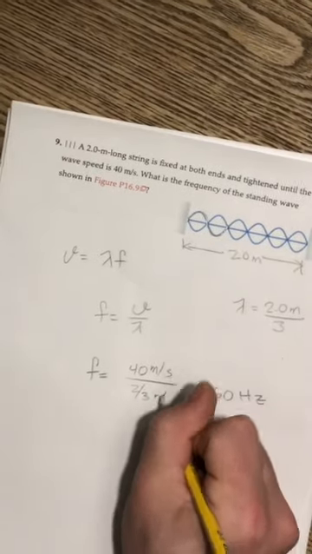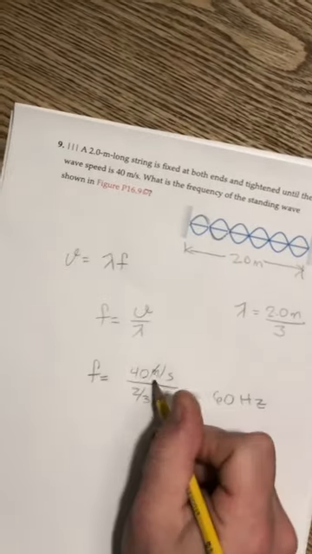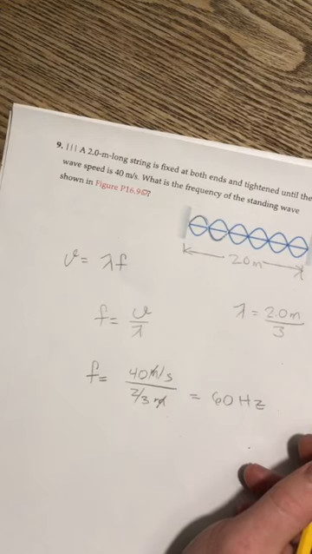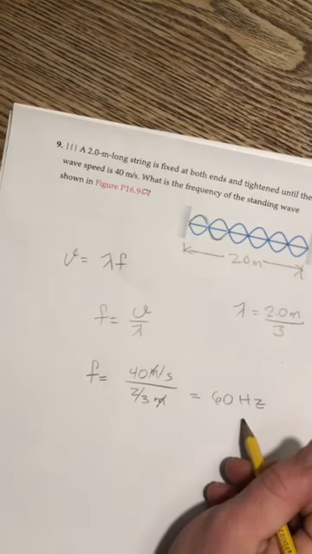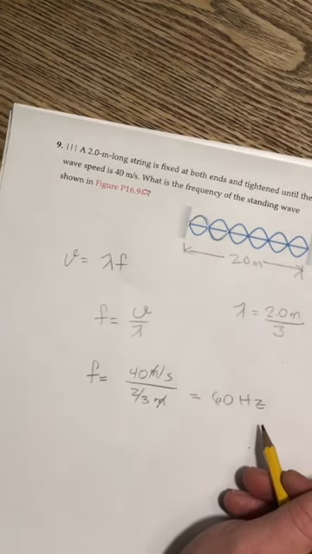So we can double check that our units check out. The meters cancel, and we have seconds on the bottom, so a per second or an inverse second is in fact a hertz. So the frequency is equal to 60 hertz.